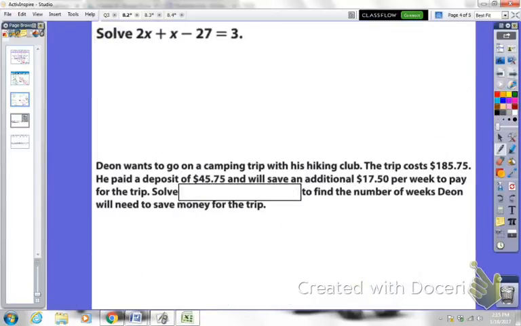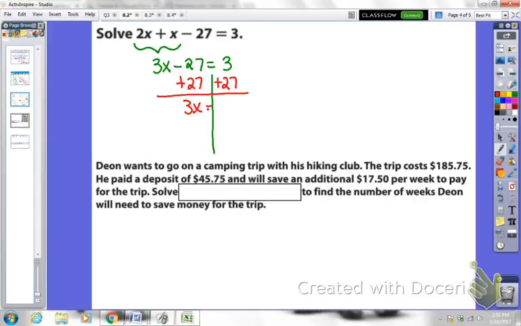All right, this one's just slightly different because there's 3 terms on the left instead of just 2. So I know that 2x and x are like terms. So you can actually combine those to get 3x. And now it's just like what we did before. It's a 2-step problem. To undo the subtraction, you want to add 27. So then you get 3x equals 30. Divide both sides by 3, and x equals 10.